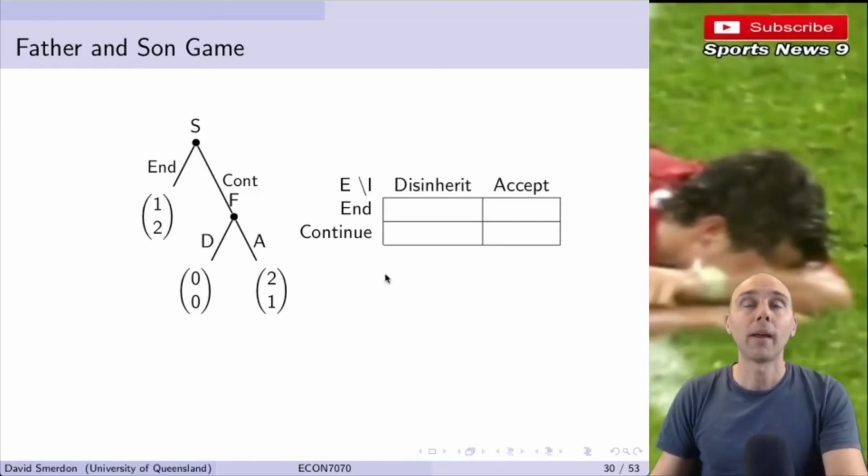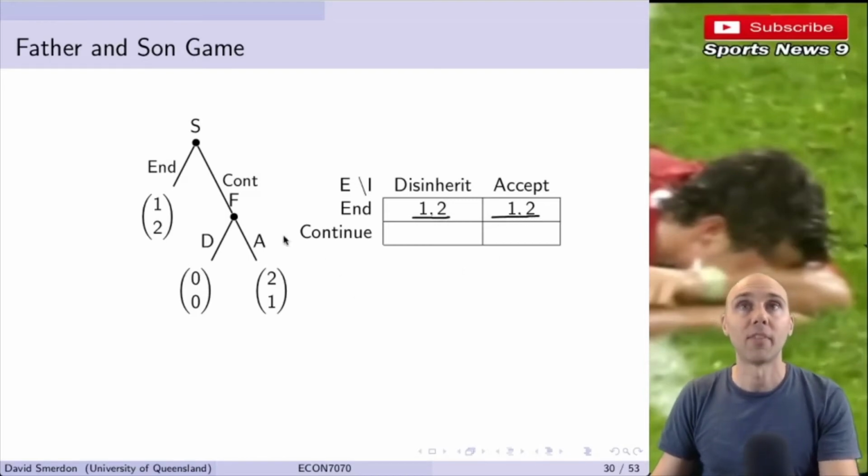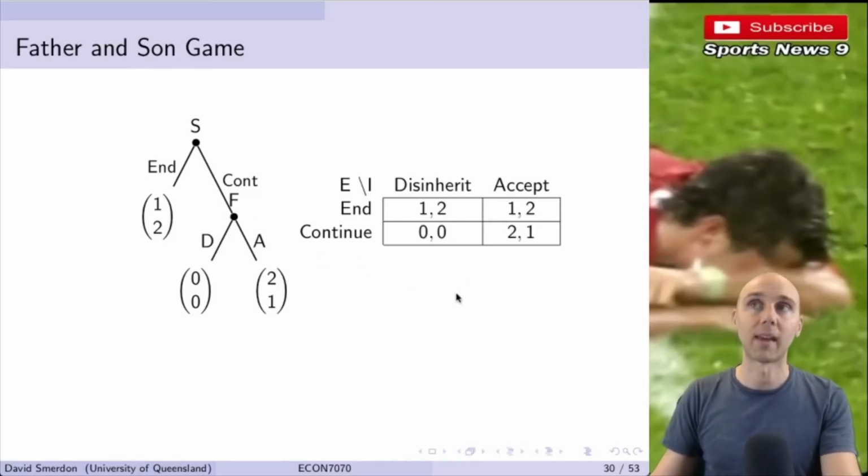Well, if player 1, the son, chooses to end the relationship, and the father chooses to disinherit, then we're going to end up with a payoff of 1, 2, because the son has essentially ended the game as well. The father never reaches this decision node. And that means we get the same payoff whether or not the father disinherits or accepts if the son ends. We get two different payoffs. If the son continues, then the father's choice does matter. So we end up with a payoff matrix like this.